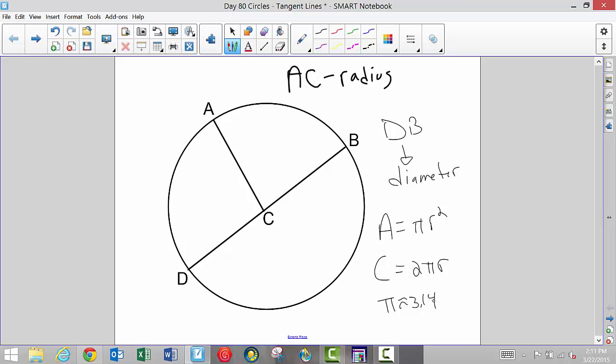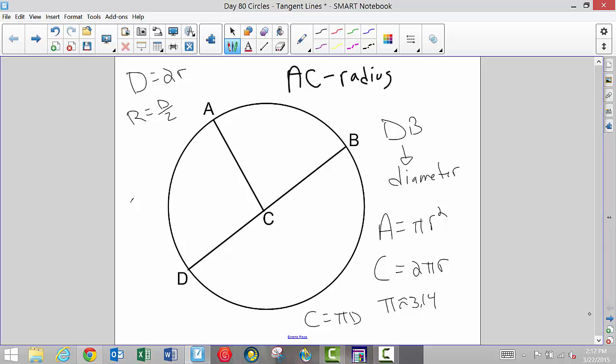Basic information about a circle. Radius, center of a circle to the circle. Diameter, D to B, a segment from one side of the circle to the other passing through the center. Area is pi r squared, where r is the radius. Circumference is 2 pi r, and pi is 3.14. Don't forget circumference can also be pi times d. Diameter is equal to 2 times the radius, and the radius is equal to the diameter divided by 2. This is all prior knowledge that you should be familiar with.